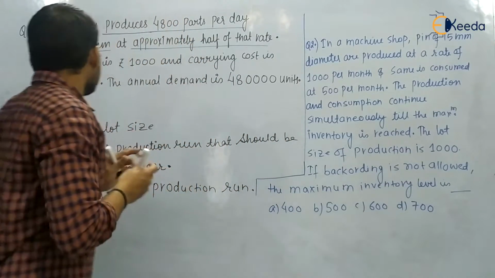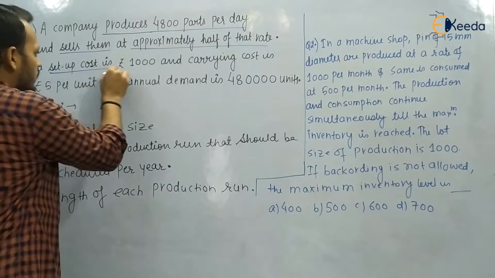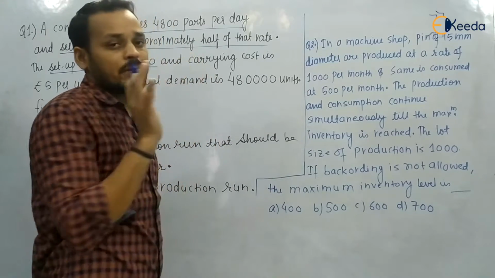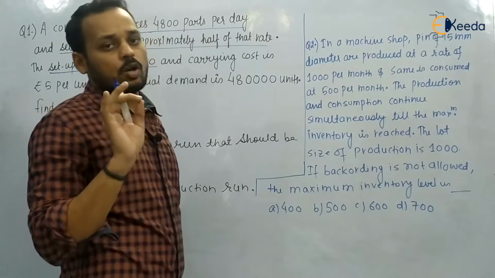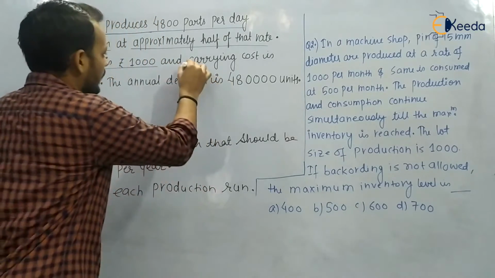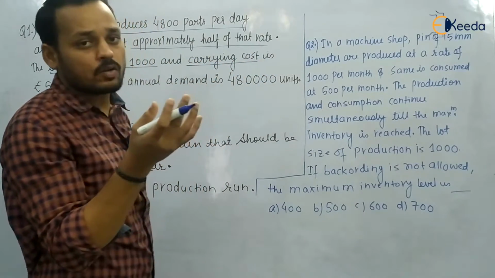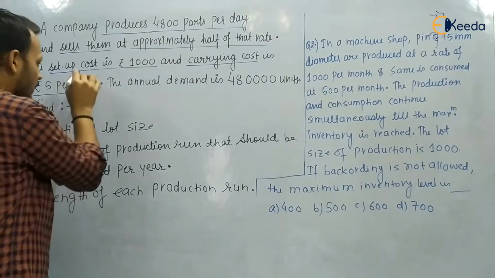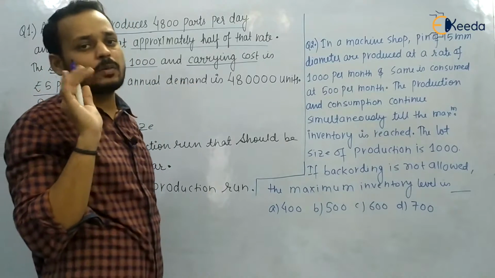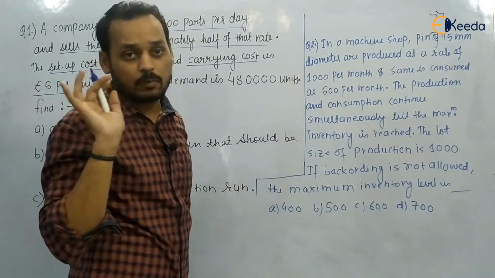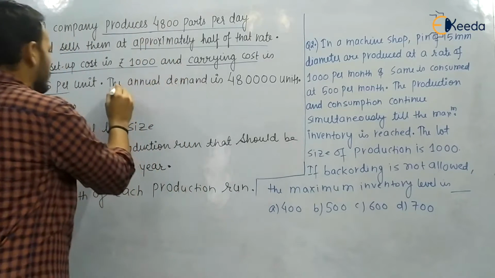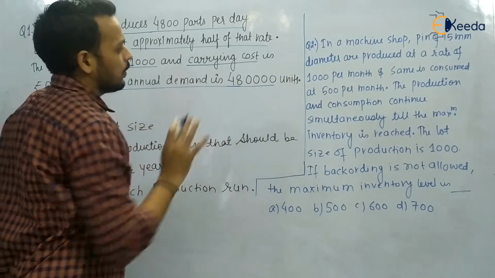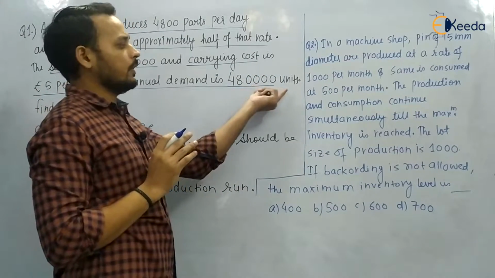Now the setup cost is rupees 1000. Setup cost or ordering cost, both are the same, so C naught is given, rupees 1000 per order or per setup. Carrying cost is inventory carrying cost or holding cost, both are the same. It is rupees 5 per unit, and since nothing else is given, we will assume it is rupees 5 per unit per annum. The annual demand is 480000 units, also given.